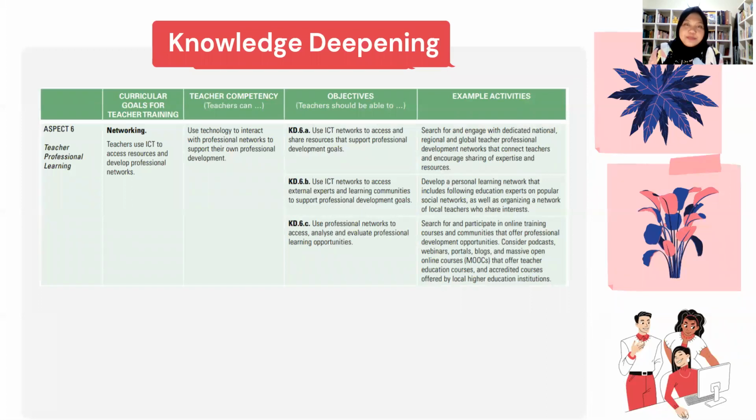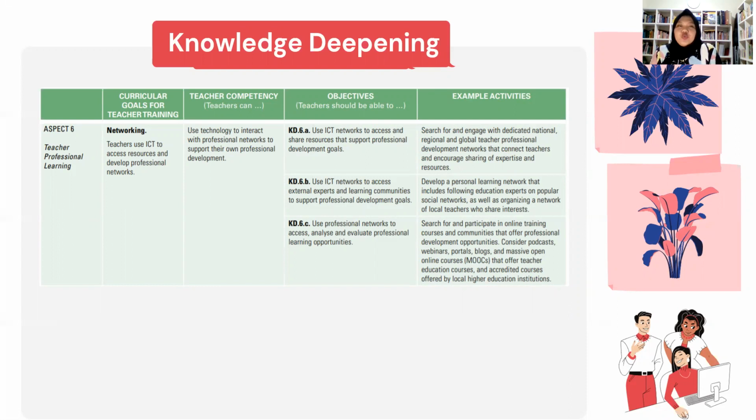Now, the last aspect of this knowledge deepening will be teacher professional learning. The objectives of this aspect will be use ICT networks to access and share resources that support professional development goals by searching for and engaging with dedicated national, regional, and global teacher professional development networks that can connect teachers and encourage sharing of expertise and resources.